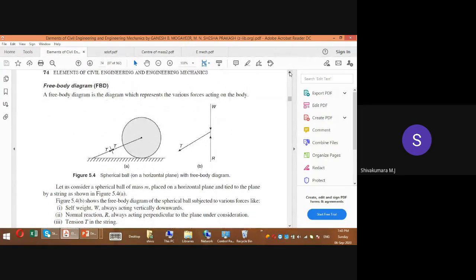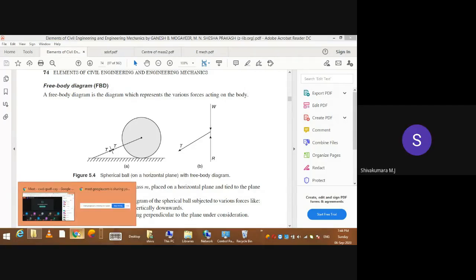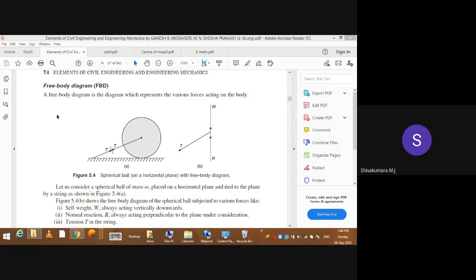Now you come to free body diagram. Jay Surya, are you there? Yes, sir. Free body diagram. What is the definition? What do we normally write in a free body diagram? Sir, we assume that the mass is concentrated at a single point. Okay. We write the direction of the forces and their magnitude.